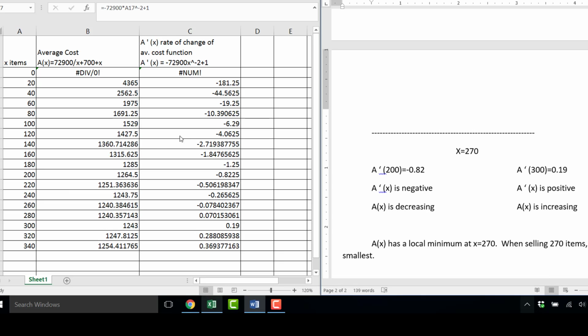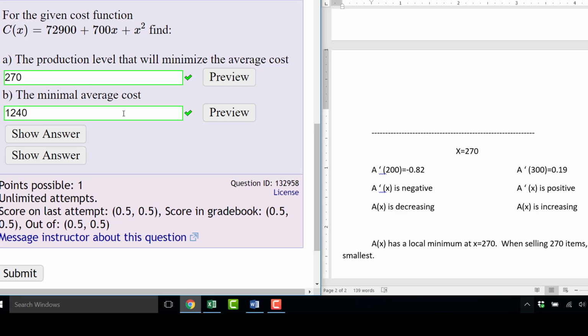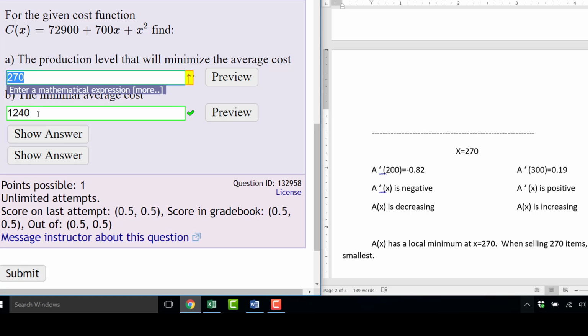If you go to your function A of x and you plug in 270, I'm just going to do that right here. I'll highlight that in red. We see when producing 270 items, they have an average cost of $1,240 per item. You see it's a critical point because the derivative is 0. To the left of it, the average cost was decreasing. To the right of it, the average cost is increasing, so it's definitely a minimum. And we can now go into MyOpenMath and put in 270 items. The average minimum cost was $1,240 per item.